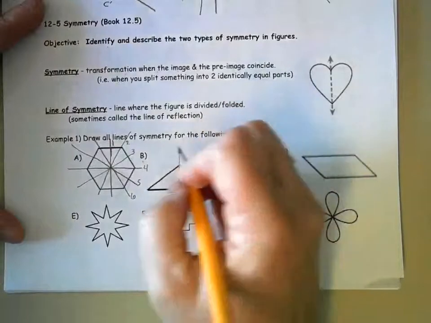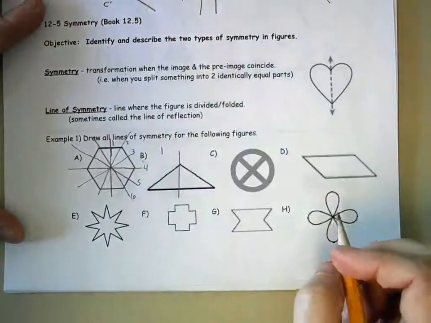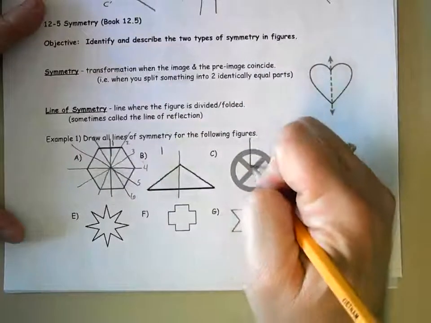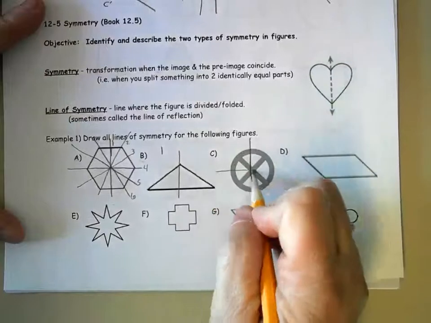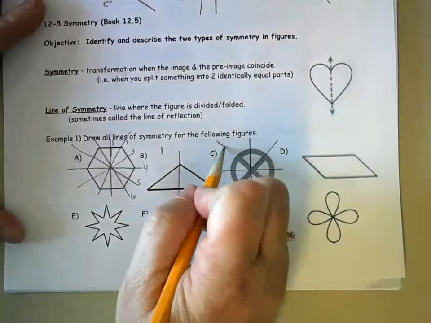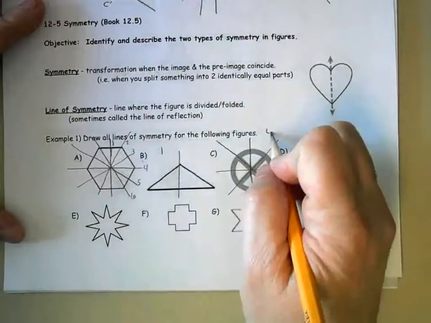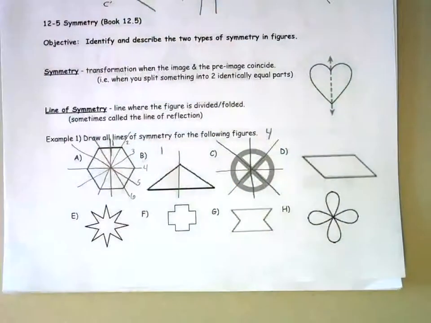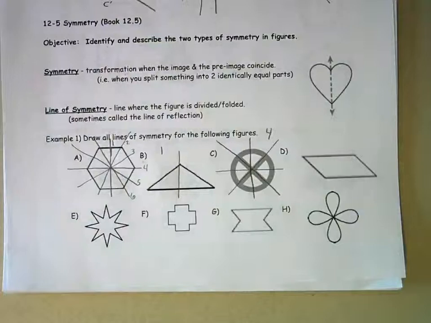Next one, there is 1 line of symmetry. The next one, we have a horizontal and a vertical, and then we also have 2 on the diagonal. So there are 4 lines of symmetry.